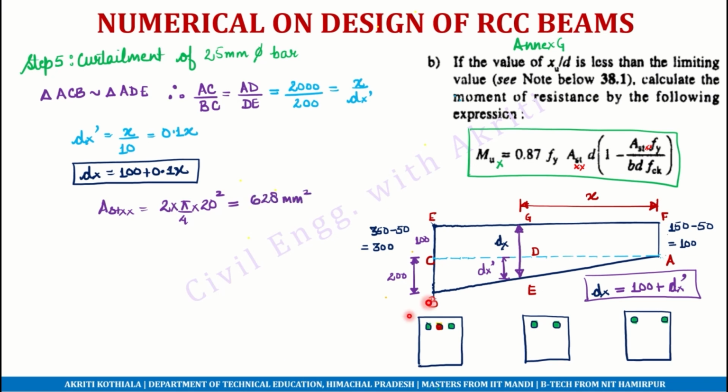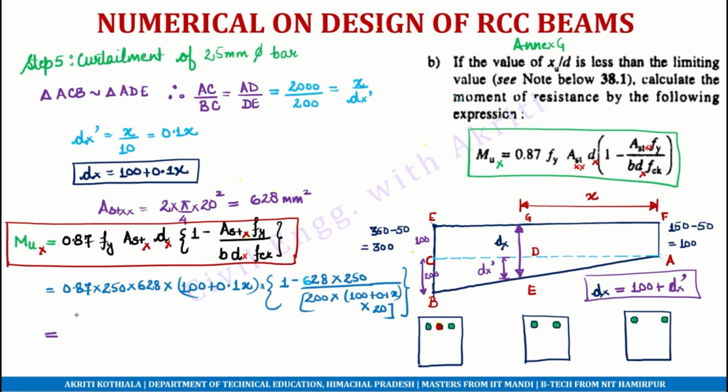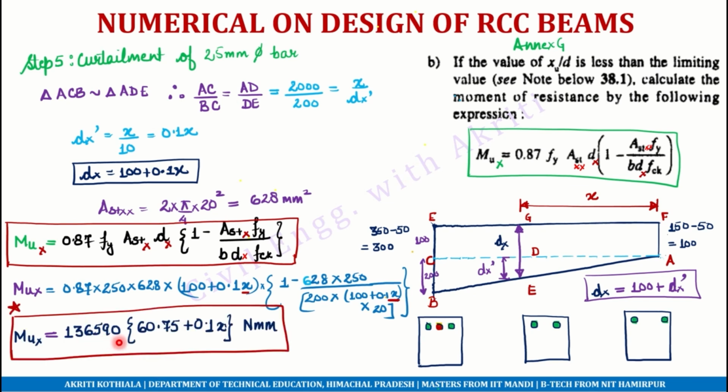The next part is that we have to keep in mind that the effective depth will also be corresponding to the X section which we are considering, that is the curtailment section. So substituting the value, we obtain a value of MUX in terms of X, because dx has a value in terms of X. So solving this further, we obtain 136590 into (60.75 plus 0.1 x) Newton meter. Now we have the value of MUX in terms of X.